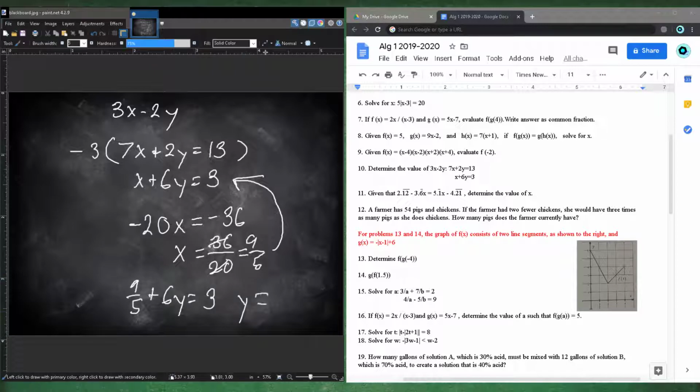So what's y? Well, 3 is the same thing as 15 over 5. 15 over 5 minus 9 over 5 is 6 over 5. 6 over 5 divided by 6 is 1 over 5. So that's your y. Okay, so doing a bit of mental math, right? And then we're not looking for x and y, right? We're looking for this, 3x minus 2y. So plug it in. So 9 over 5 times 3 is 27 over 5 minus 2 times 1 over 5 is 2 over 5, which gets us 25 over 5, or simplified is 5. And that's your answer for number 10.